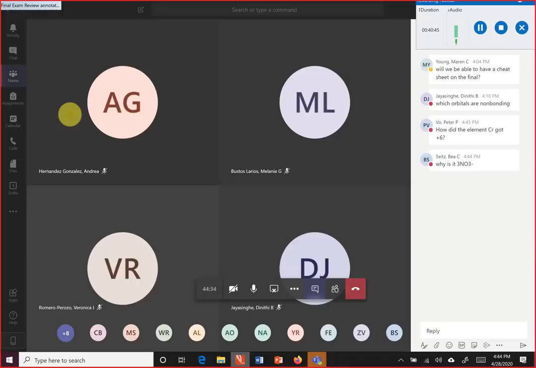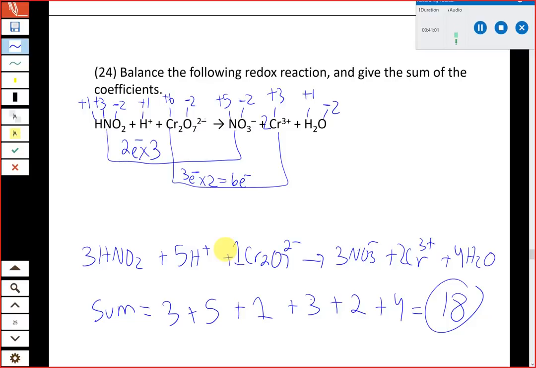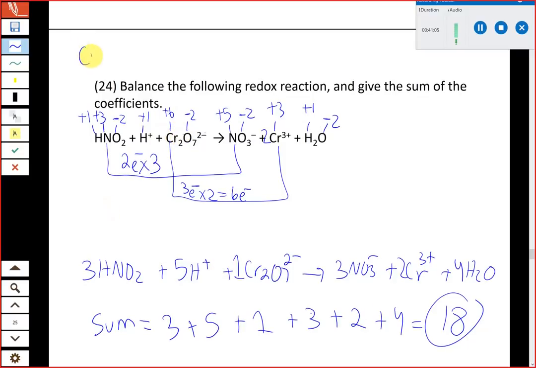We had a couple questions pop in, so let me see what they are. So the question was, how did the element chromium get +6, and why is it 3 NO3-? So to answer both of those questions, to get +6 for chromium in the reactant side here, it's a little bit of an algebra problem in some sense.